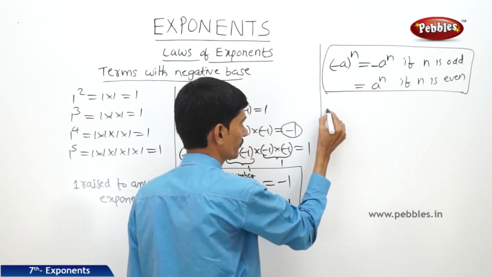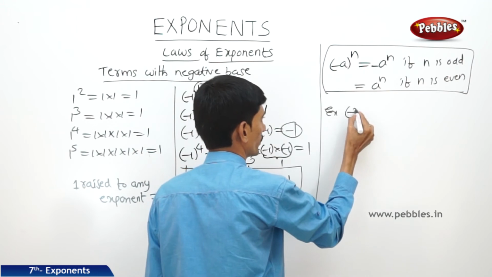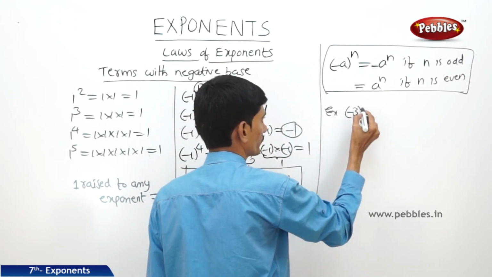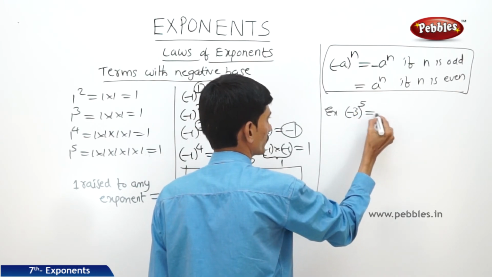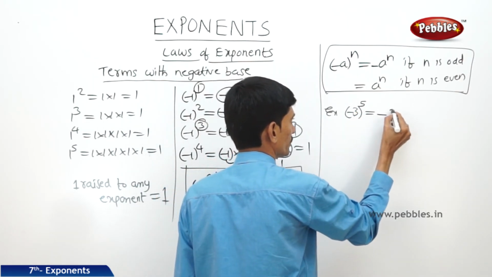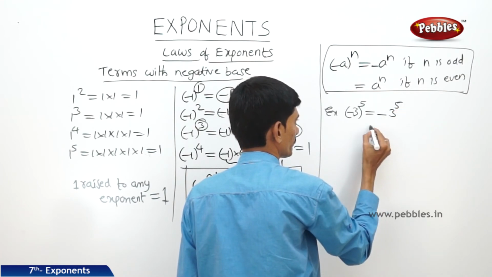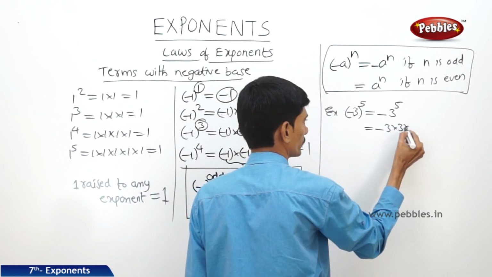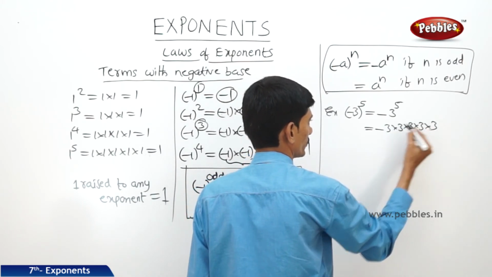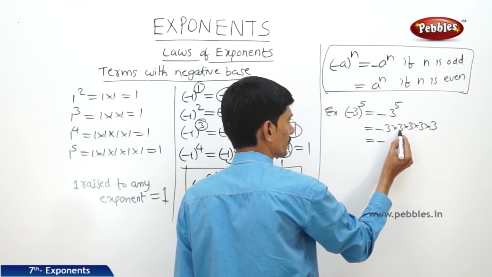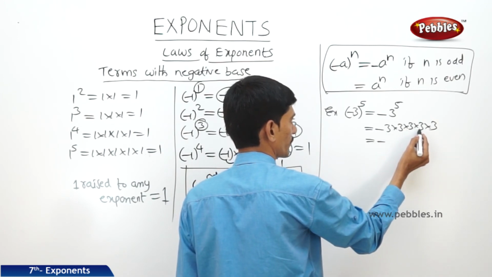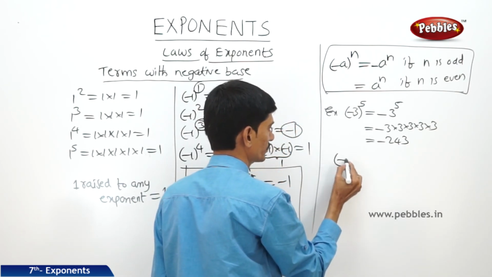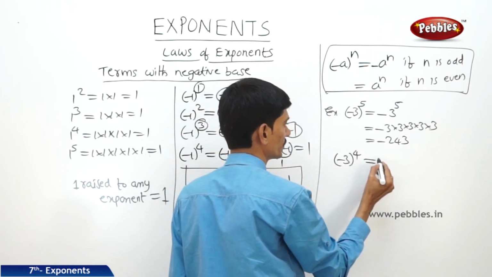Now let us see an example for this. Minus 3 whole to the power of 5 equals minus 3 to the power of 5. So this means 3 into 3 into 3 into 3 into 3. So this equals minus, 3 3s are 9, 9 3s are 27, 27 3s are 81, 81 3s are 243, minus 243.